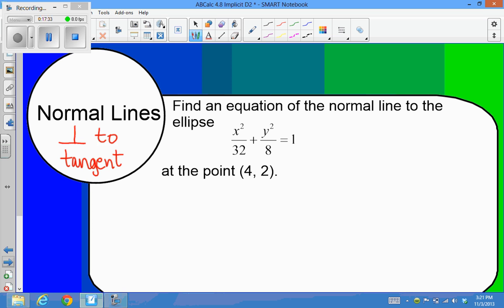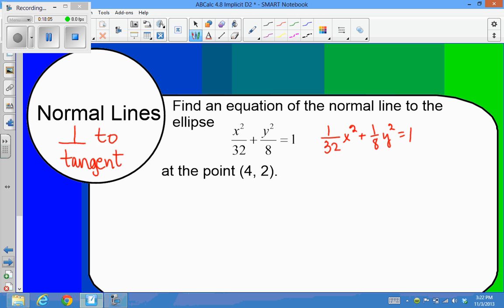Okay. So for your normal line to this ellipse, you've got to take your derivative. If you think about this, you can rewrite it. I don't know if this will help y'all or not. Think about it as 1 over 32 x squared plus 1 over 8 y squared equals 1. When you take your derivative with respect to x, we're doing dy/dx here because we want to find the slope of the tangent line first.